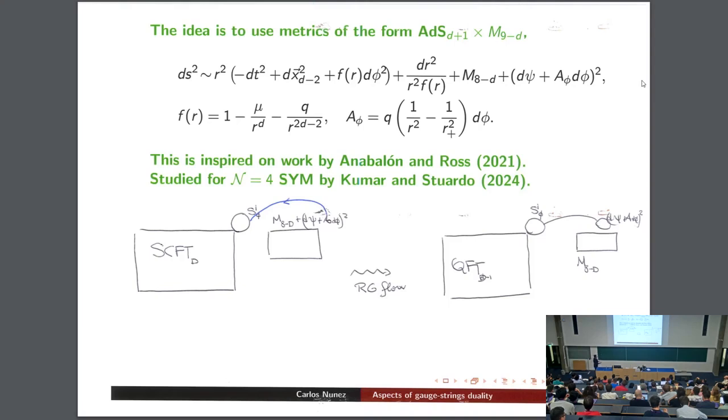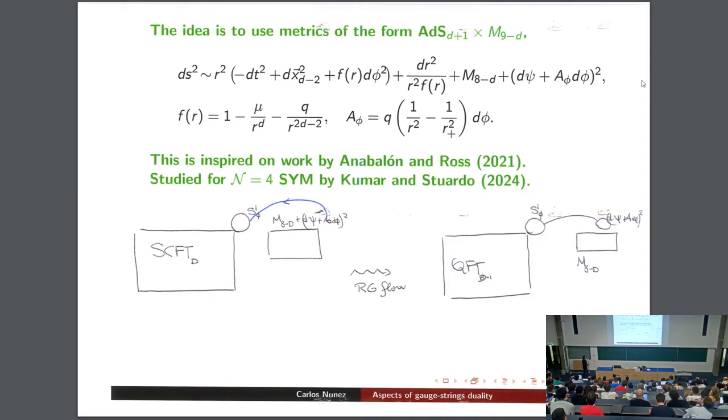So what's happening here is that one is taking the conformal theory, wrapping it on a circle that's indicated here by the angle phi, and imposing some warp factor here and there. At the same time, one is mixing the R symmetry, in this case a particular U(1) of the R symmetry, with that direction, and that will preserve supersymmetry. Okay? So this type of thing is very much inspired, and I'm going to show you a particular example now, by a very nice paper by Andrés Anabalón and Simon Ross in 2021, very nicely studied in the case of N=4 by Prem Kumar and Ricardo Stuardo.